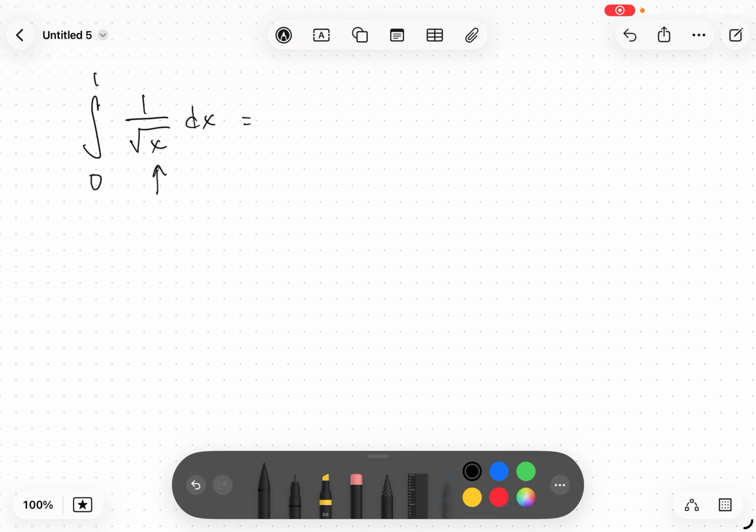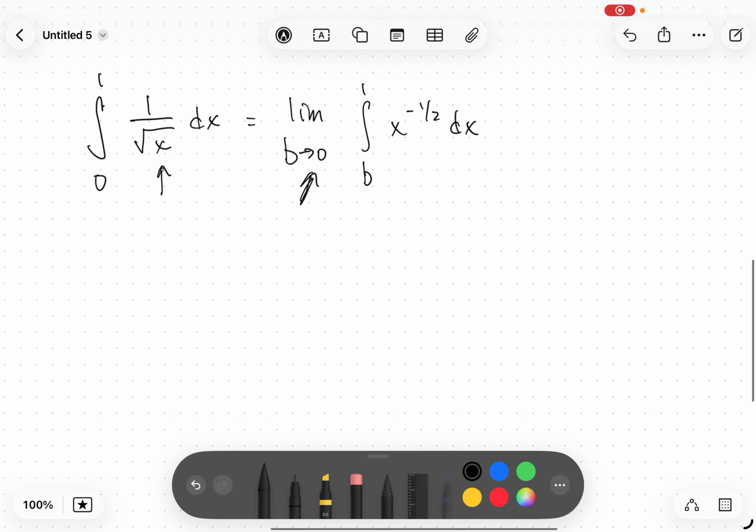Okay, so this is going to be the limit as b approaches 0 from b to 1. And I'll just rewrite this as x to the negative 1/2 so we can use our power rule. But I hope you understand why b has to approach 0, right? It's super important. b can be 1. I could have plugged 1 into this function just fine, but putting 0 into it causes a problem, right?